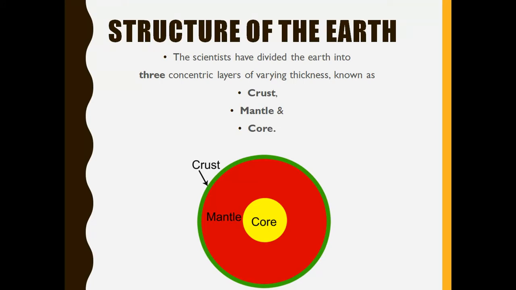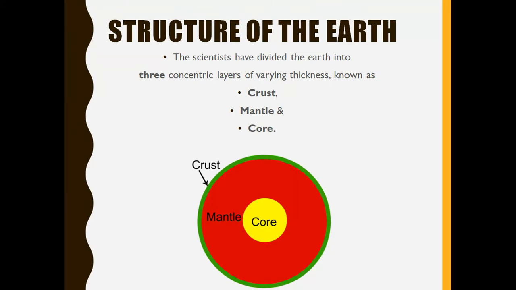Now the scientists have divided earth into three layers of varying thickness. Sometimes we wonder that maybe these three layers of the earth have similar thickness, but you need to understand that these three layers, that is crust, which is the outermost part of the earth, core, which is the innermost part of the earth, mantle, which lies in between, are of varying thickness.